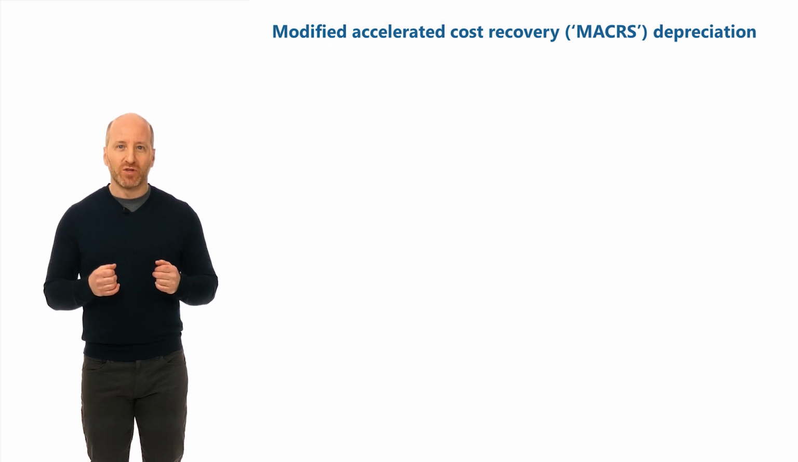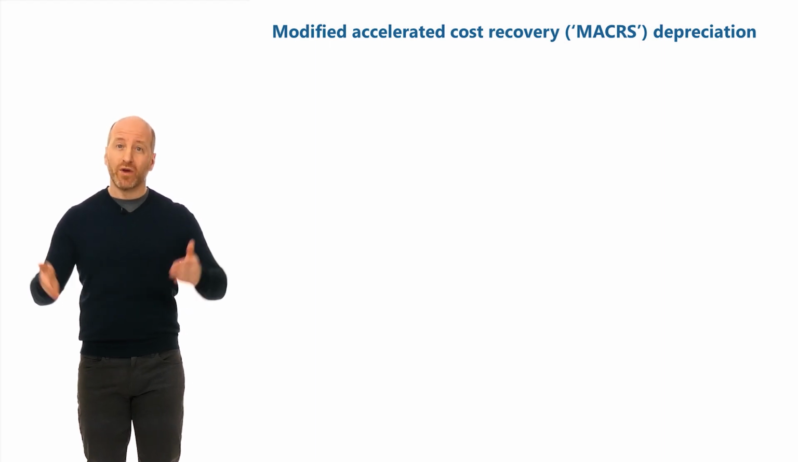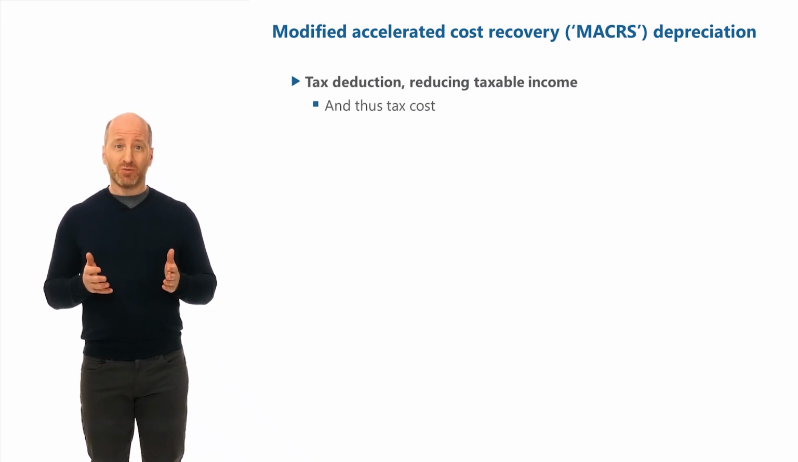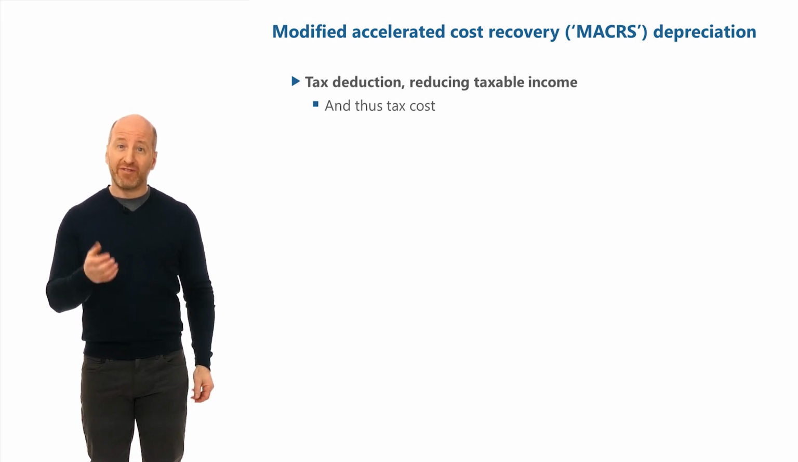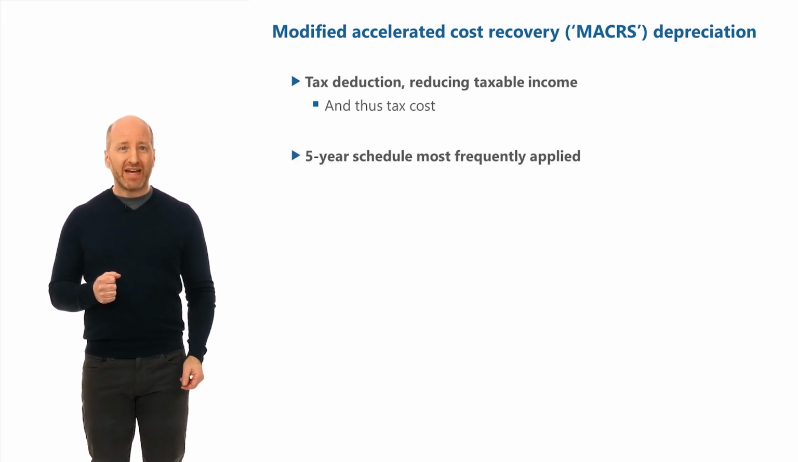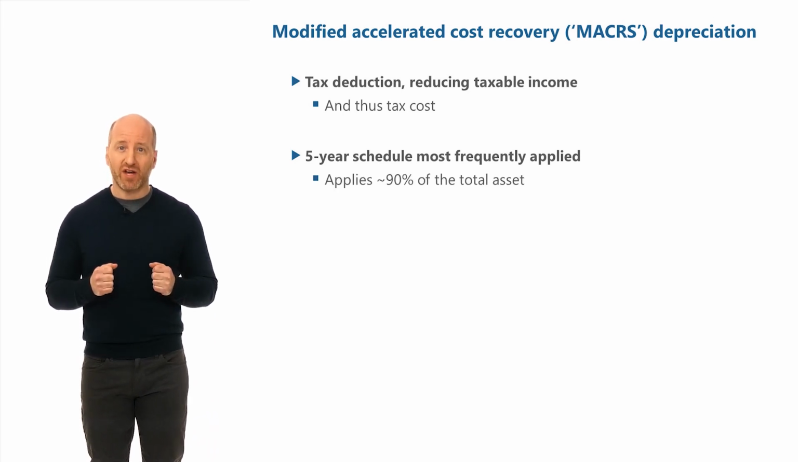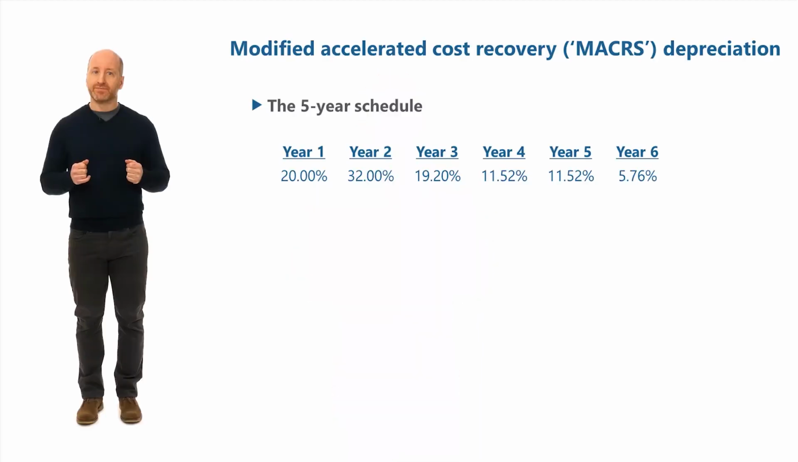MACRS accelerated tax depreciation is a tax deduction which reduces the taxable income and, by extension, the tax cost. The most frequently applied depreciation schedule in renewable energy is 5-year MACRS, which typically applies to about 90% of the depreciable assets of a project. The other project assets would typically follow a longer lived depreciation schedule. For instance, you might use a straight line schedule for owned real property other than land, like buildings.